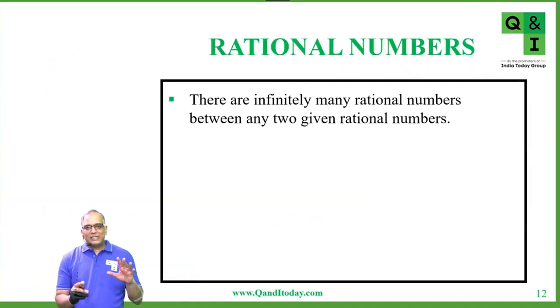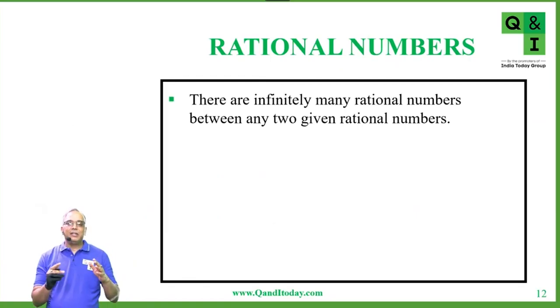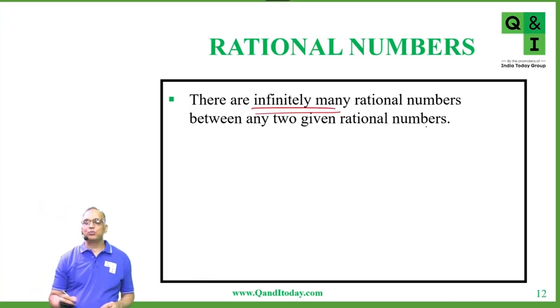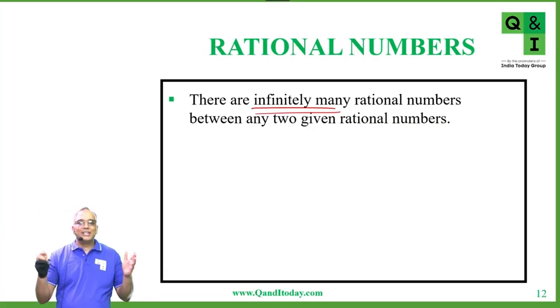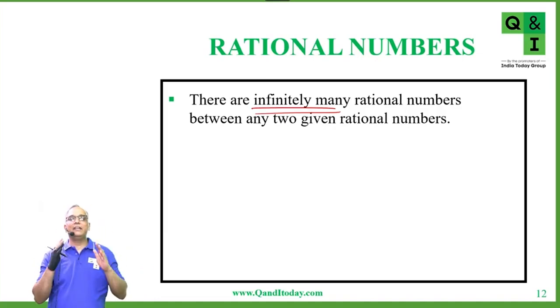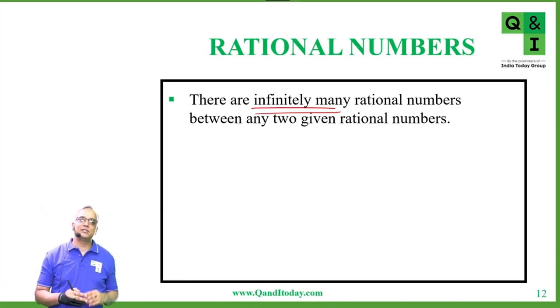So what we saw is that there can be n number of rational numbers between any two given rational numbers. In fact, there are infinitely many rational numbers between two given rational numbers. You can keep on dividing by 2 till infinity, and you can keep on getting the numbers, right? So between any two rational numbers, there are infinite rational numbers which it is possible to introduce.